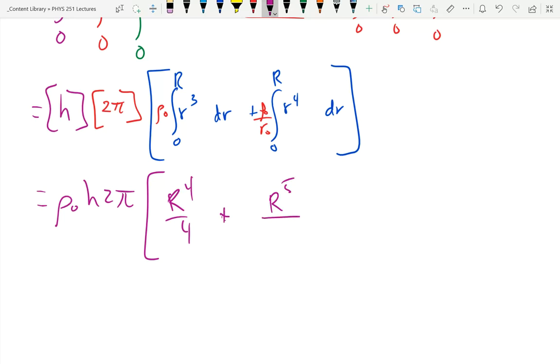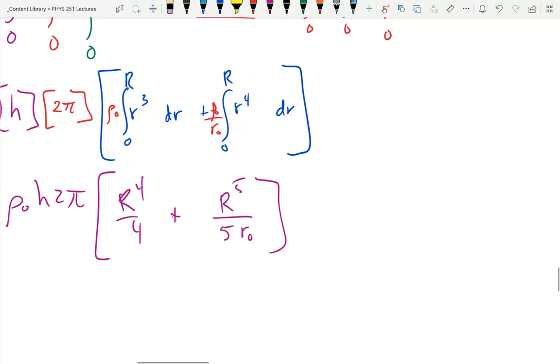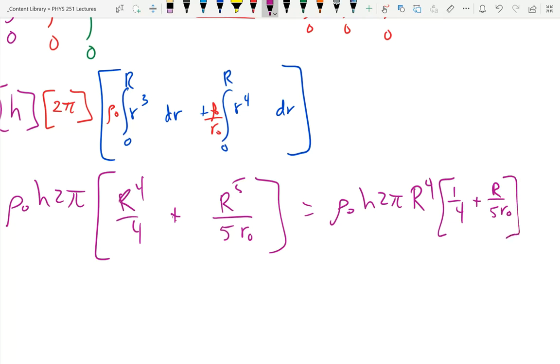What happened to your rho? Over 5, yeah, 5. The rho 0 to put out there. Okay, and if you want to try to simplify that, that's as simple as you can make it.